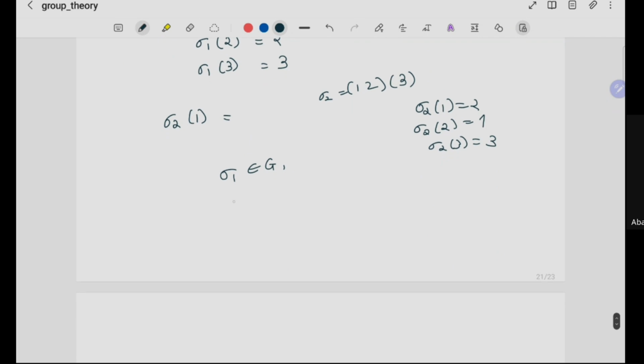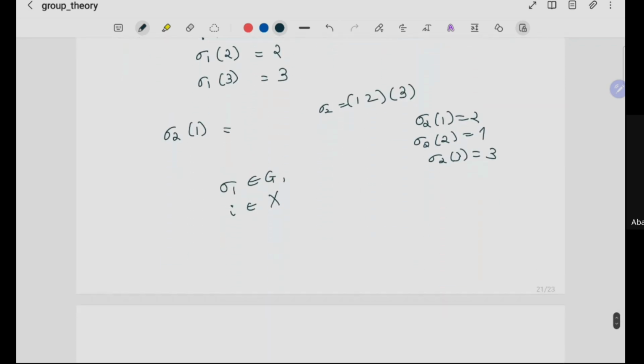So elements of X are what? These integers i. Then how is it defined? Sigma acting on the element i is what? Sigma of i. This is how I am defining it.